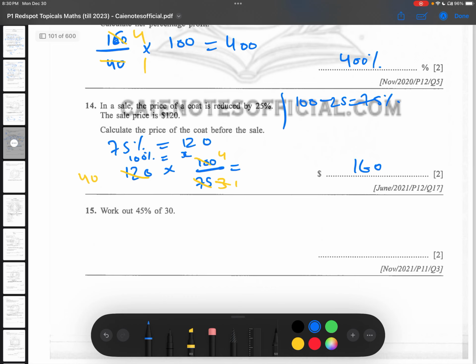Now question number 15 says work out 45% of 30. So to remove the percentage sign, I divide by 100, and in place of 'of' I put multiply, and 30. So this 3 gets cancelled with the 0 in the 100. It becomes 45 multiplied by 3, which is equal to 135 upon 10. This will be equal to 13.5.